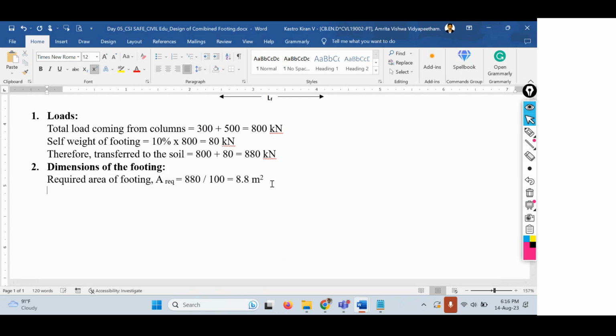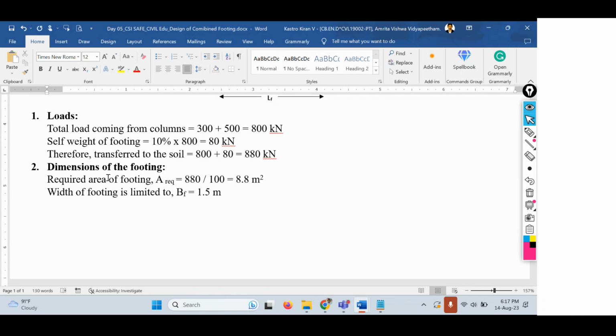So from this, we have to decide the length and width of the footing. But here, there is one limitation that is given in the question. What is that limitation? The width of footing is limited to 1.5 meters. That is what is given in the question. So let me write here, the width of the footing is limited to 1.5 meters. I'll call this as B suffix F, that is width of footing.